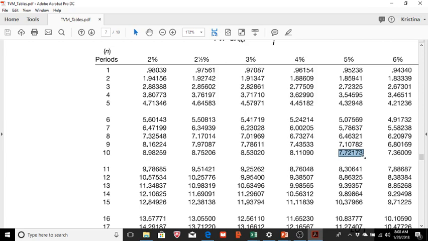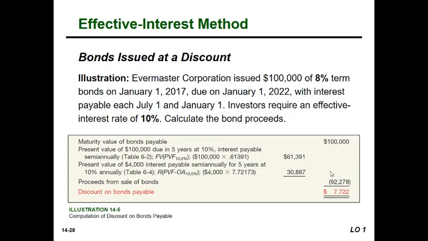7.72173. So when we carry that multiplication over to $4,000, we add that to the 61,391, and that gives us proceeds to be expected from the bond issue of $92,251. This means that the discount on the bond, the difference between maturity value of the bonds payable and the amount that we received, is $7,722. This is the amount that we're going to need to address with the effective interest rate method for amortization over the period of the bonds.